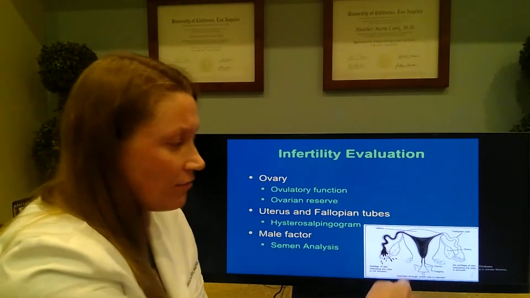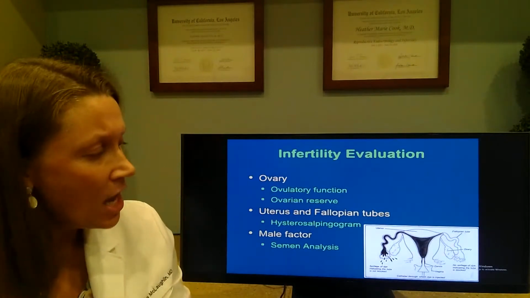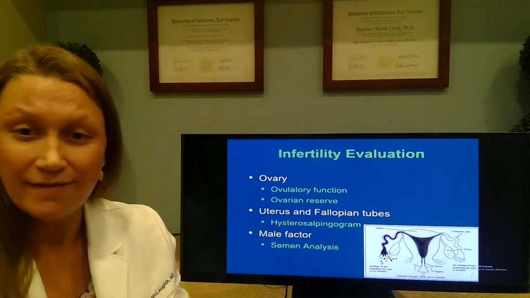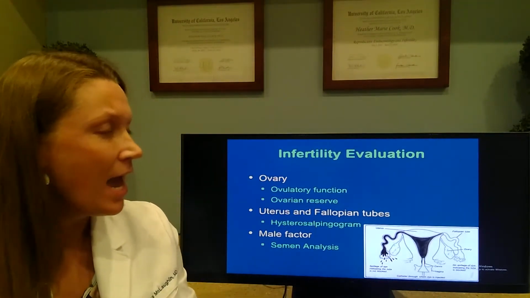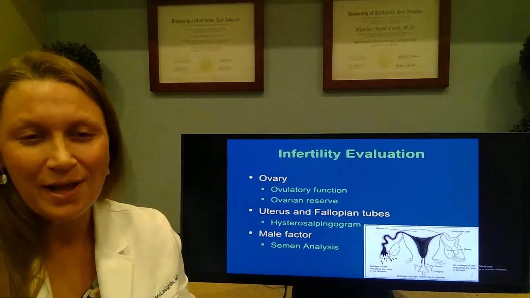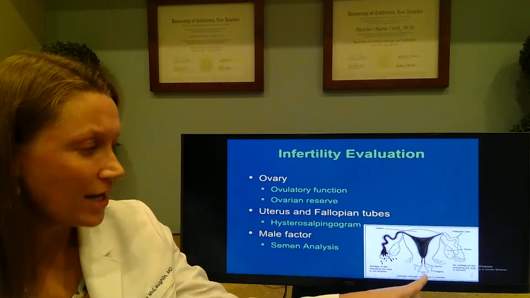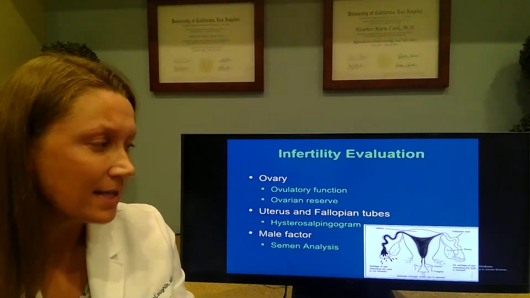And this is a little picture of really what an HSG is. We put a tiny little catheter that sits right in the cervix. You have an x-ray plate on your belly, and then we look at the screen together. What I like about an HSG is it's real-time information. So we are injecting dye that will kind of show me the inside of the uterus.